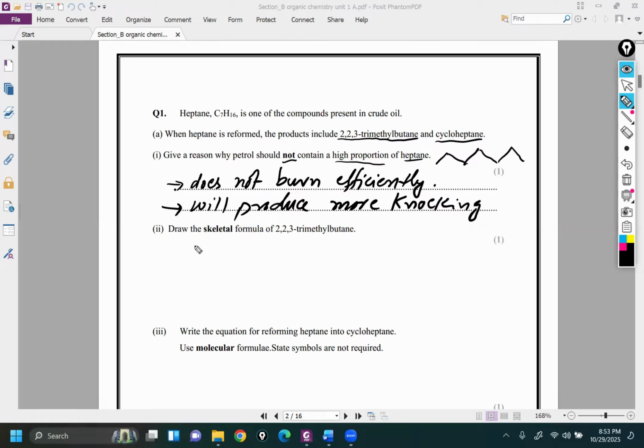Part 2, draw the skeletal formula of 2,2,3 trimethylbutane. Whenever you are given the name and they are asking to draw the structure, always start from the stem name, that is butane. So first of all, you should draw 4 carbon. This is butane. Now, give numbers from any side. So there are 4 carbon. Now, the branches. There are 3 branches. So one methyl group is attached at second position, another is also at second position, and one is attached at third position. So this is the structure of 2,2,3 trimethylbutane.